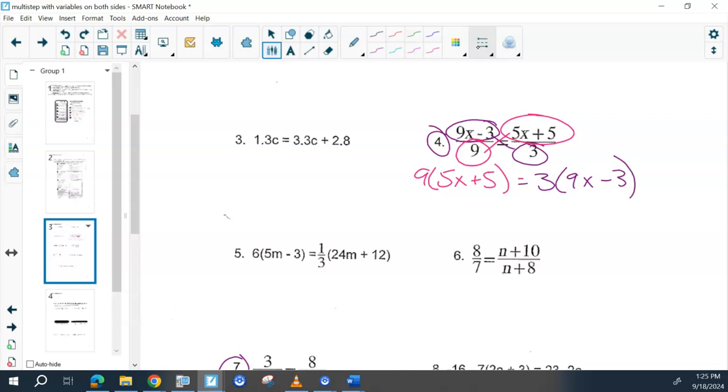So if you rewrite it first, just make sure, it doesn't matter which side you put one pair on, just make sure they go together. And now it's like a normal problem. You got it out of the fraction, so you would distribute and start to solve.